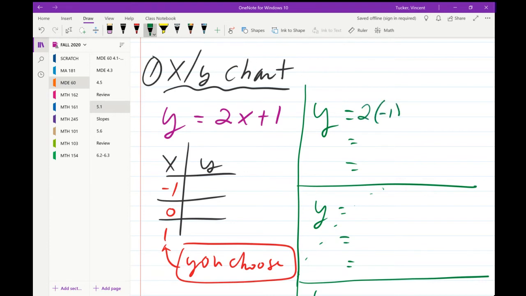So that's 2 times -1 plus 1. You plug in -1 for x to find the corresponding y value. 2 times -1 is -2, plus 1, and that'll be -1. So it just so happens that in this example, when x is -1, y is -1.